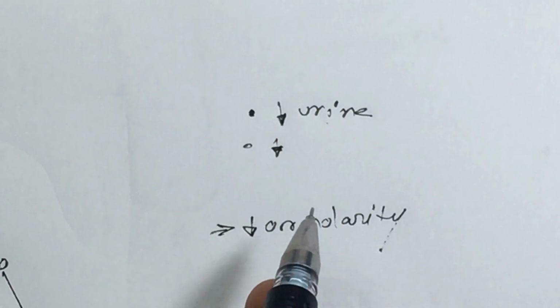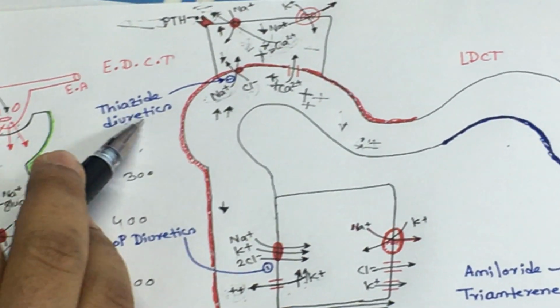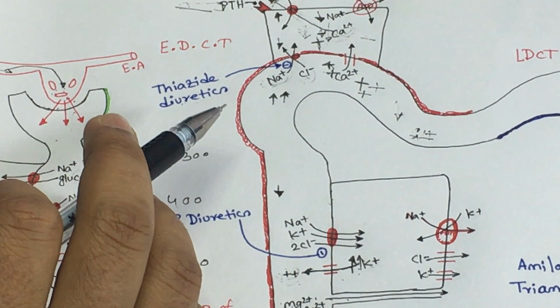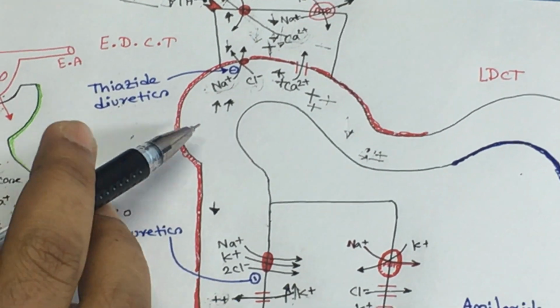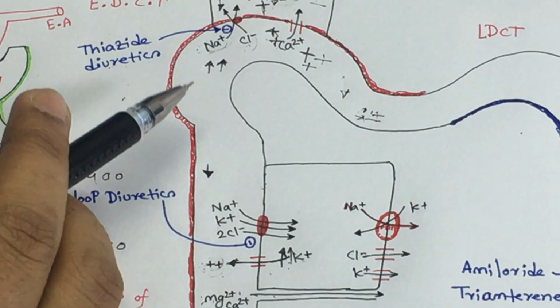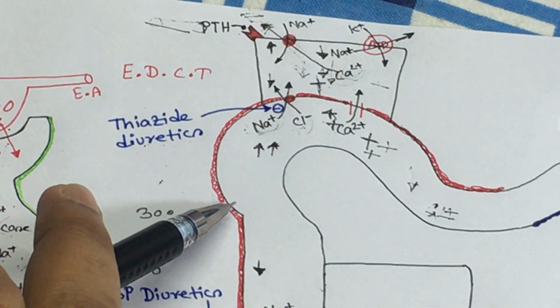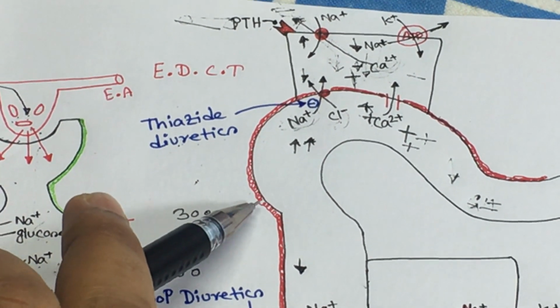So we can say that in all other cases thiazide works to increase urine volume, but in a nephrogenic diabetes insipidus patient it will decrease your urine volume. Then that will be helpful for a nephrogenic diabetes insipidus patient.